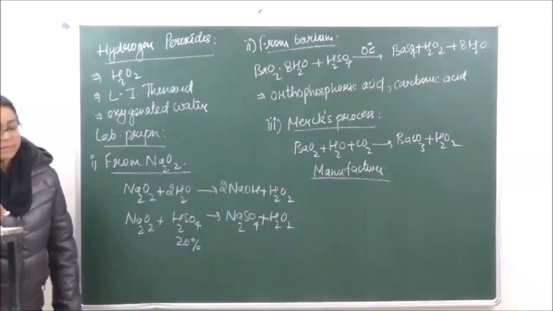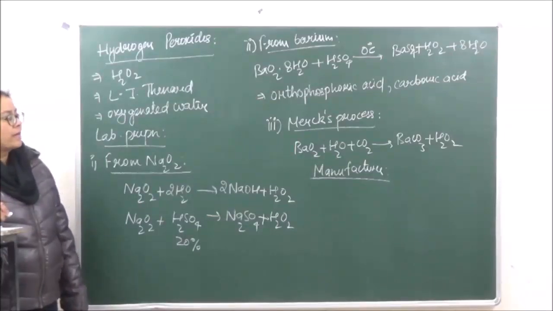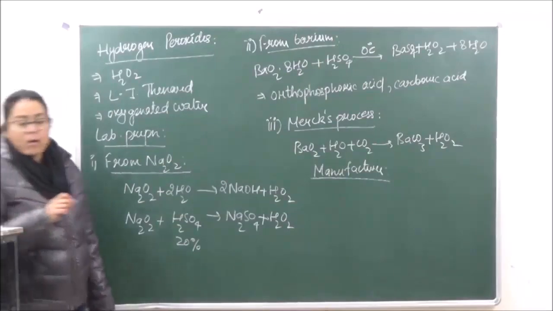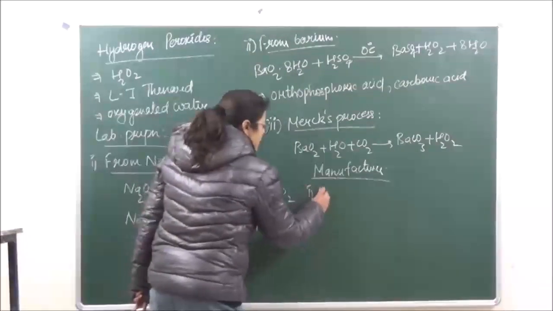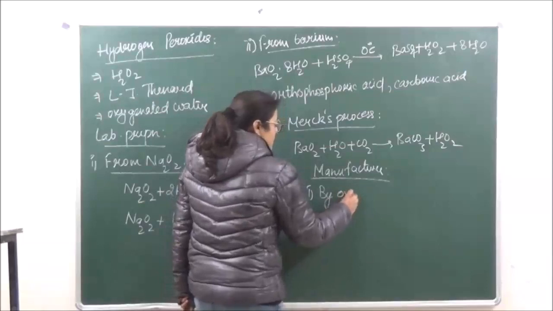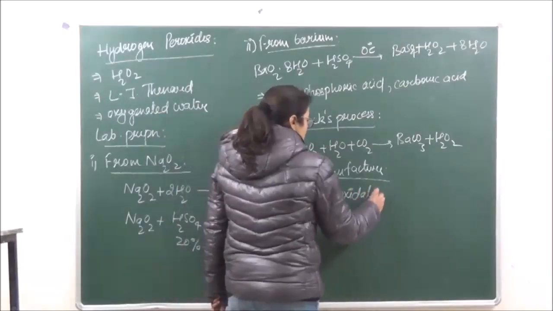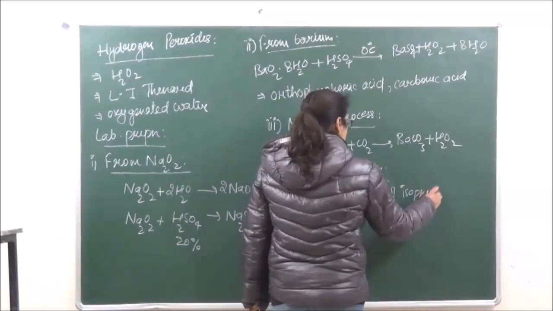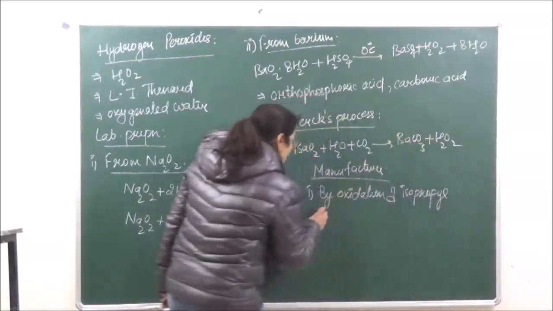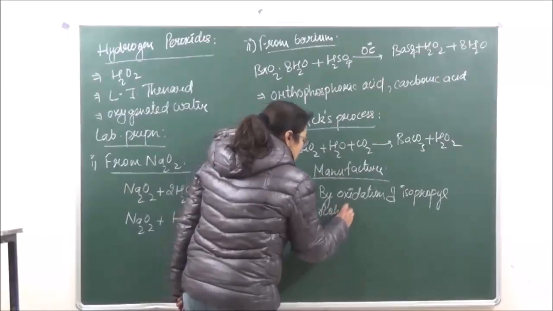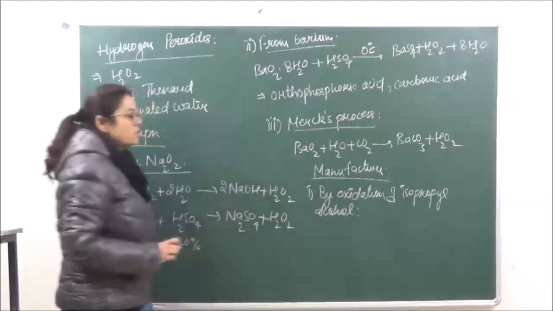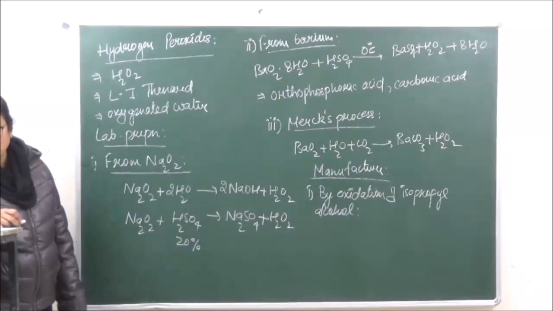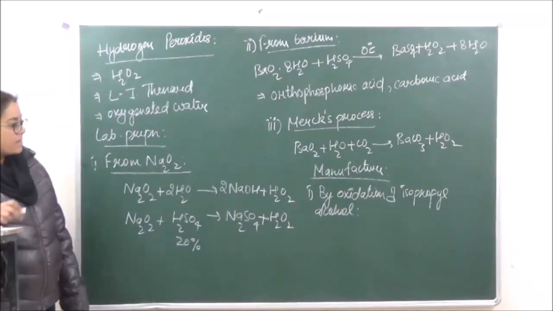Then we go on to the manufacture of H2O2. Now the manufacture means that we are going to prepare H2O2 on a large scale. So when we are doing the manufacture, the first one is by oxidation of isopropyl alcohol. So we are oxidizing over here isopropyl alcohol, the reaction taking place at 70 degrees Celsius.